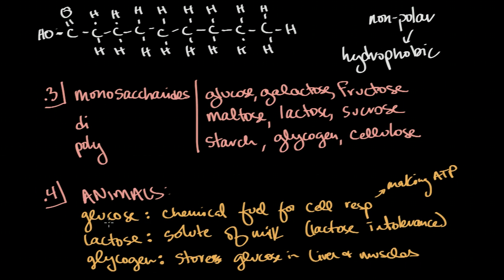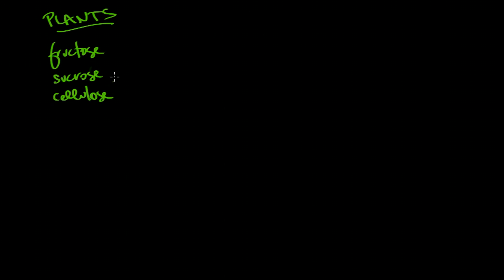But let's move on to the plants and see if we can make sense of the examples that you need to know. So let's talk about plants. And the same deal, that these are in a chart in your book, but I'm just going to copy these down and give you some context for these in case you don't know. So we've got fructose, sucrose, and cellulose as the examples that you need to know the functions of.